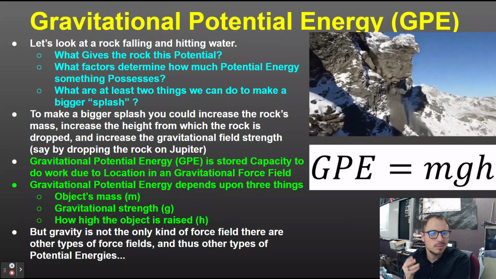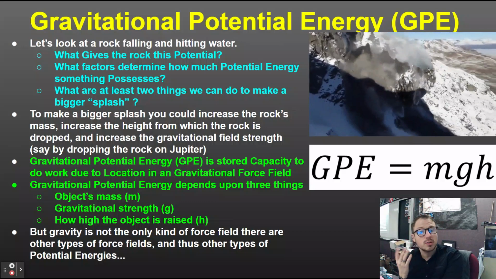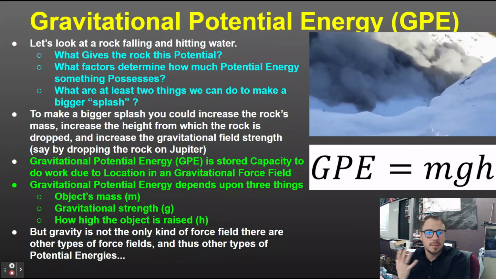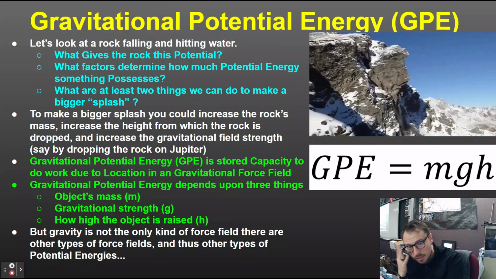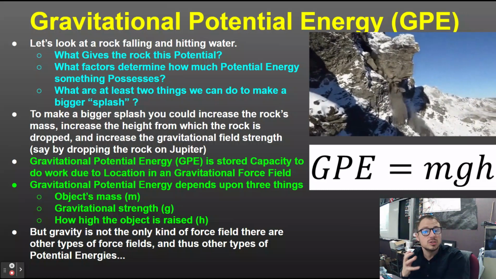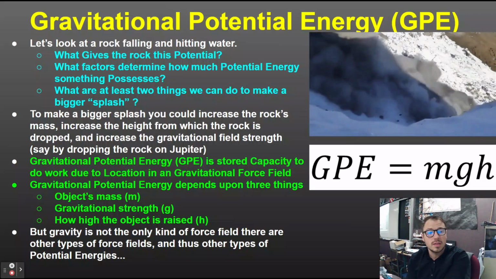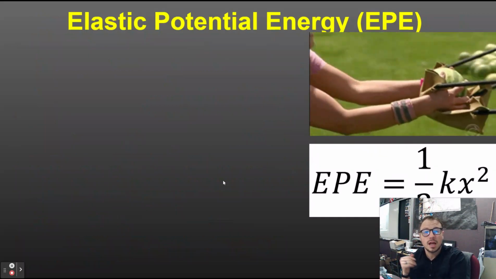Now, the thing is, the acceleration of gravity on Earth, right? We use 9.8 meters per second squared down. I like to use 10 just because that makes the math a lot easier. But that's the strength of whatever planet you're on. If you went to Jupiter, well, it'd be a lot more than it would be on Earth. If you went to the moon, it'd be a lot less.